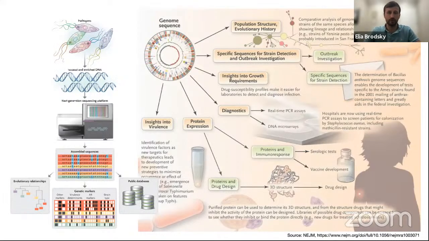During that time, for one of the first times in history, genomic sequencing was applied on a large scale to monitor and characterize the Ebola virus that was causing that outbreak. But you can see some of the other insights that could be gained from the analysis of that data, including insights into virulence, protein expression to understand potential proteins for drug design, proteins and immune response, and diagnostics, so that you can really understand the type of strain or even a specific variant that is causing some particular aspect of the clinical manifestation of disease. There are also insights into growth requirements so that you can understand drug susceptibility, and specific sequences for strain detection and outbreak investigation. Potentially there could be zoonotic transmission or a rapid increase in transmission that could be associated with the genomic sequence.